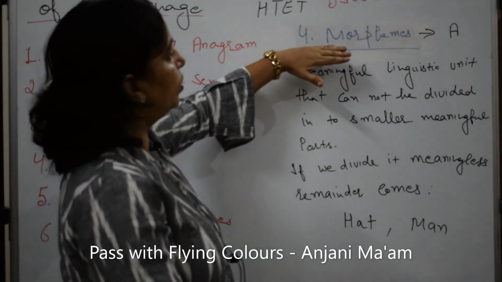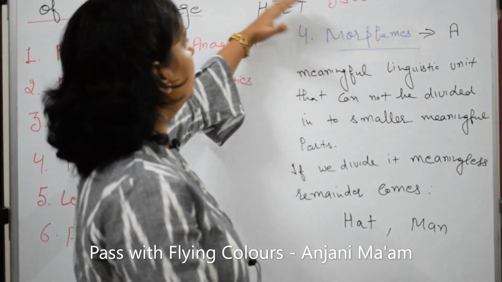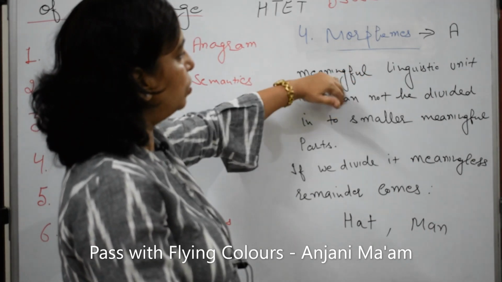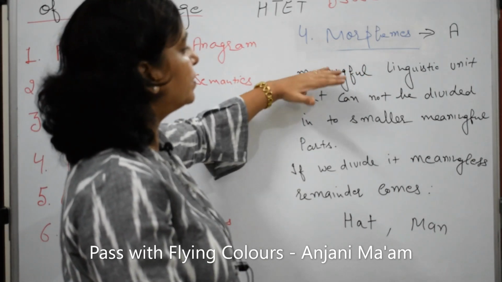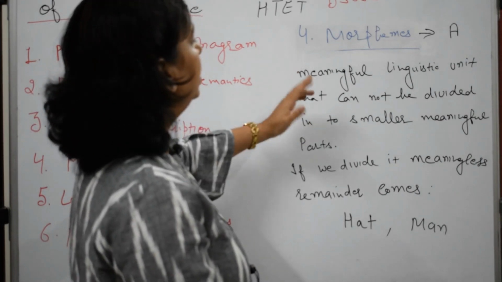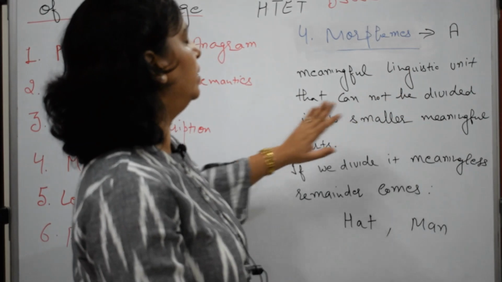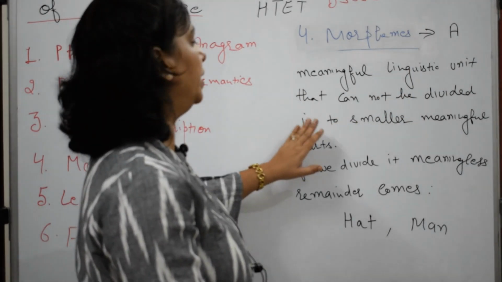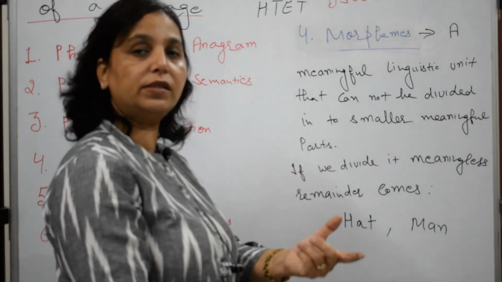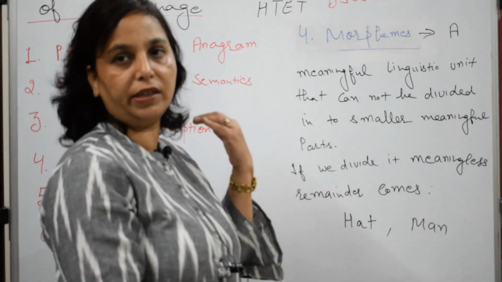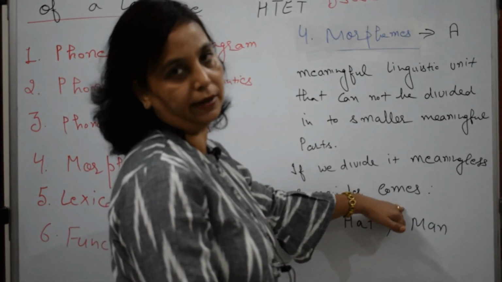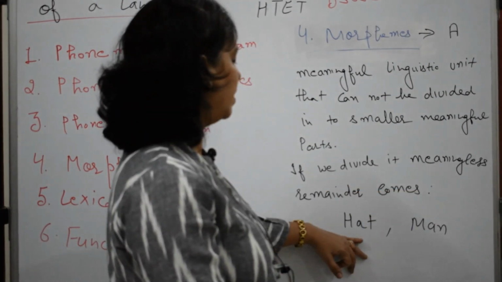This is a very important word from the point of view of CTET, HTET, KVS and different exams. The definition of this word can come, and in this definition two things you have to remember. First of all, its definition is that it is a meaningful linguistic unit that cannot be divided into smaller meaningful parts. It means if a word has its own meaning and if we further divide it into different parts, then a meaningless remainder will come. So don't divide it. Let's see the example.